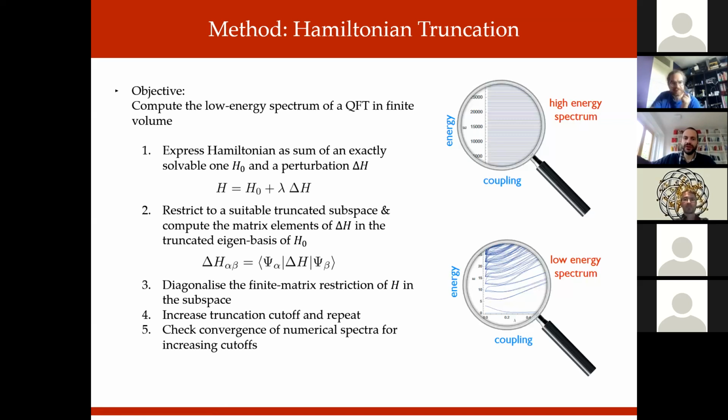So every time we increase the cutoff, we are going to get a completely different spectrum. It's going to flow. It's not going to converge. It's going to change into something different. And therefore, we are not going to get any closer to the real spectrum. This has still been used to get information about irrelevant perturbations.